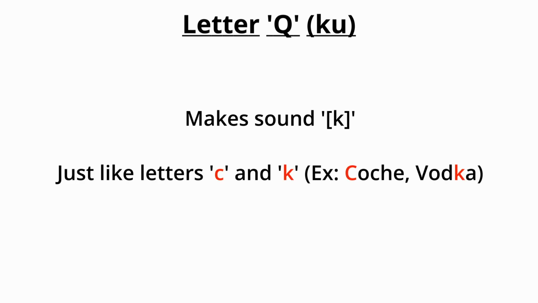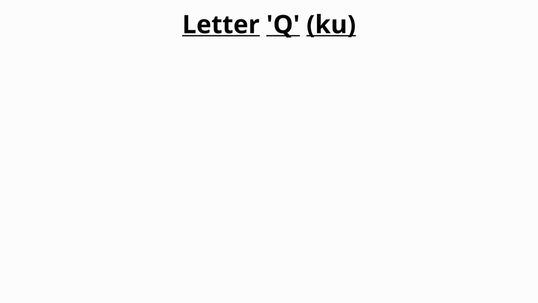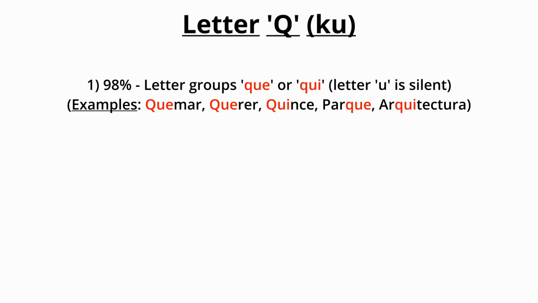As a reminder, there's two other ways to make sound K in Spanish, and that's by using letters C and K. Now, there's only three ways in which you may encounter the letter Q. First, in 98% of all cases, the letter Q will be a part of letter groups que and qui. In this case, the letter U goes completely silent.